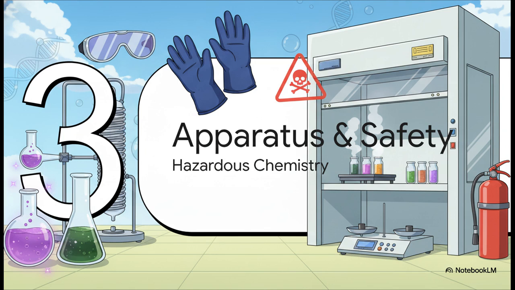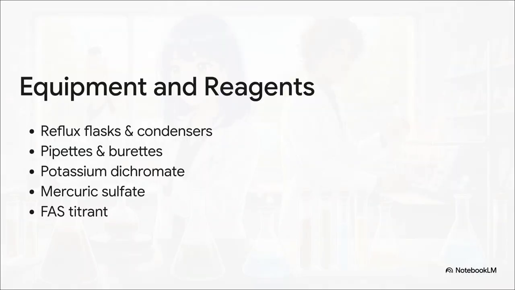Section 3. Apparatus, reagents, and safety. Gearing up for hazardous chemistry. We've got our rapid-fire checklist of gear here for the traditional dichromate reflux method. We're going to need our specialized reflux flasks and cooling condensers to trap those boiling vapors. For absolute precision, volumetric pipettes and burettes. As for our chemical arsenal, we need standard potassium dichromate, concentrated sulfuric acid laced with our silver sulfate catalyst, mercuric sulfate powder, standardized ferroammonium sulfate, or FAS, as our titrant, and just a few drops of ferroin indicator.